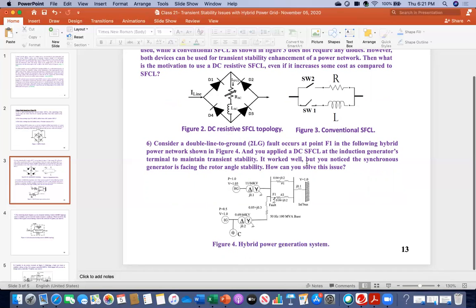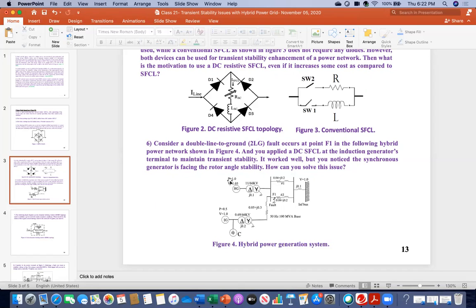Consider a double line to ground fault occurring at point F1 in the following hybrid power network as shown in figure 4. And you placed a DC SFCL at the induction generator terminal to maintain transient stability. So this is the induction generator, this is the synchronous generator. Therefore, you put an SFCL here. Whatever the type is, in this case it is DC SFCL. It could be this type or another bridge type, whatever you placed here, and it maintained the transient stability and worked well.